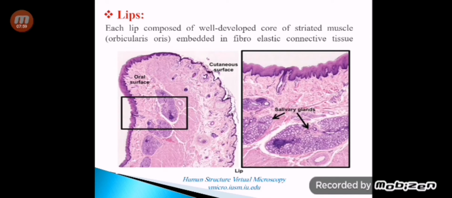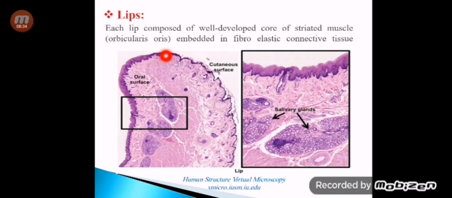The first item in the oral cavity is the lip. Each lip is composed of a well-developed core of striated muscle, the orbicularis oris. This is the orbicularis oris muscle that forms the skeleton of the lip, which is embedded into fibroelastic connective tissue. This section is taken from the lower lip. From inside we can see the mucous membrane, or the oral surface, and from outside we can see the cutaneous surface made up of skin.